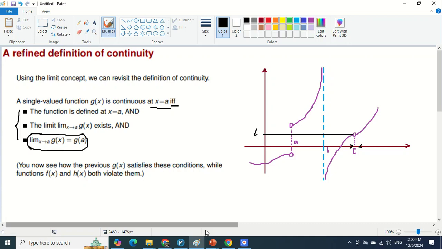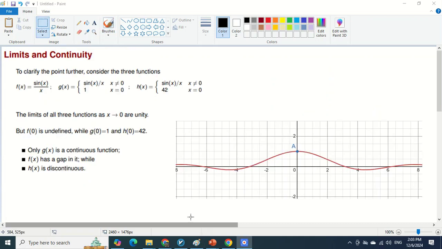So let us solve some examples to see what types of functions are continuous and what types are not. As you can see over here, we have three examples, and all of them are related to the function sine x over x. Previously we discussed this function and we calculated the limit of this function at the point 0 and at the point infinity as well.